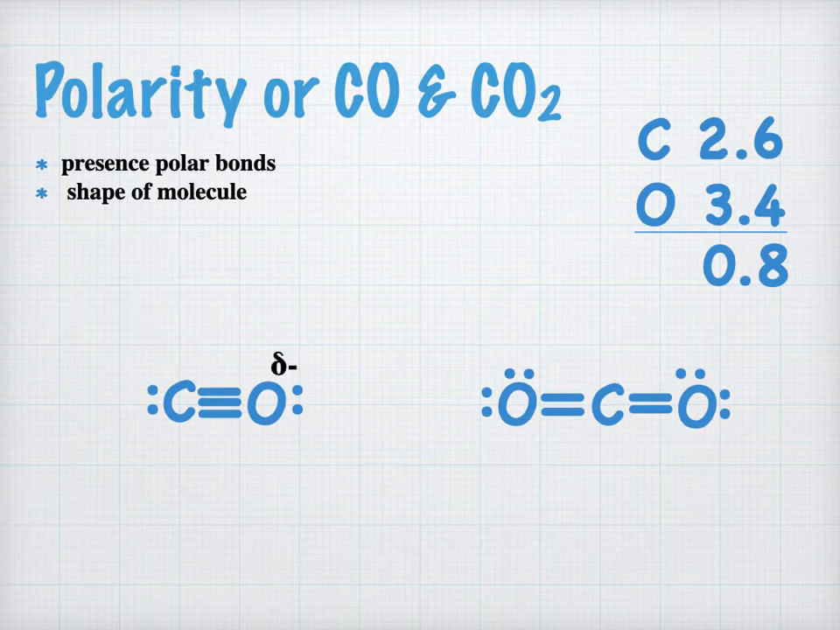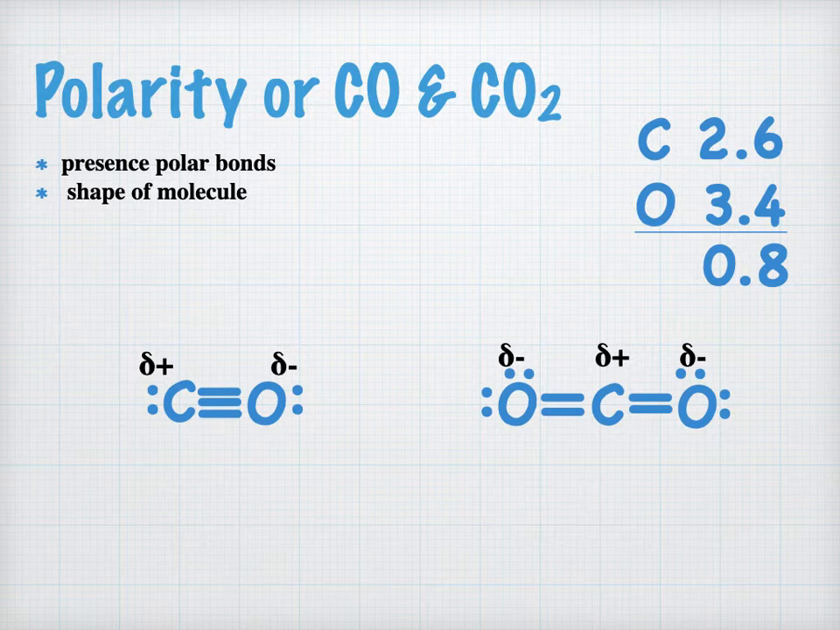So the oxygen is more electronegative, takes the negative charge, or the partial negative, and the carbon is going to take the partial positive. Same thing in the CO2. We're going to dump that partial positive on the carbon and partial negatives on each of the oxygens. And so when we look at the molecule on the left, the carbon monoxide, there's a clear separation between positive and negative. But on the right, we have two negative charges.